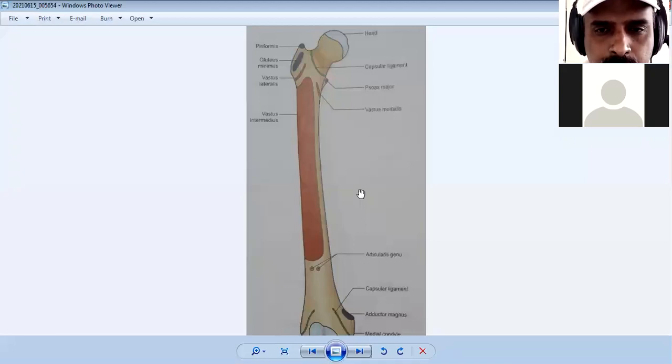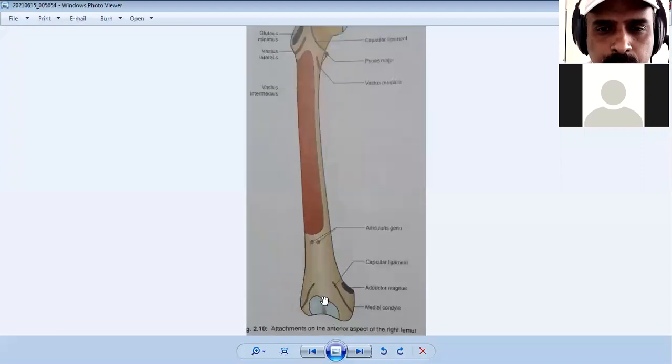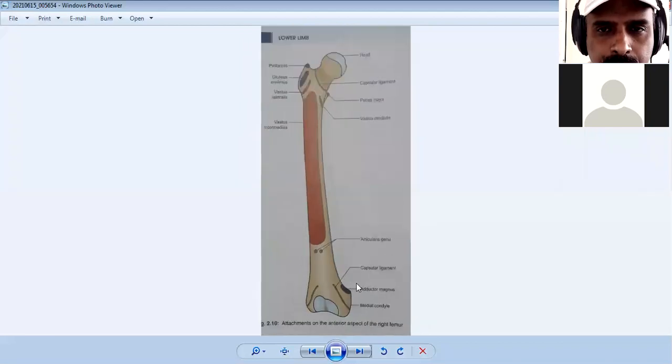First point in the site determination: the upper end bears the rounded head, whereas the lower end is widely expanded to form the two condyles. As you are going to see, the upper end has the rounded head, whereas the lower end is widely expanded to form the two condyles. You have to remember the two condyles, medial and lateral, formed at the lower end.